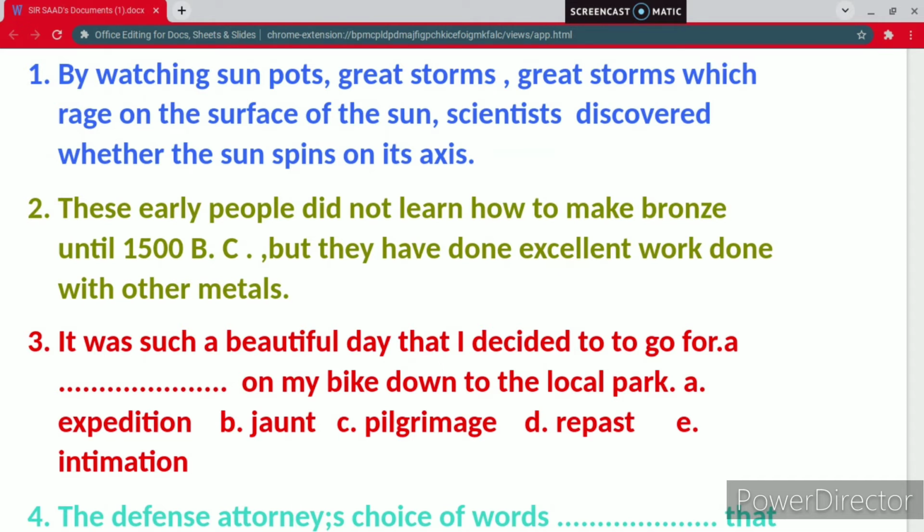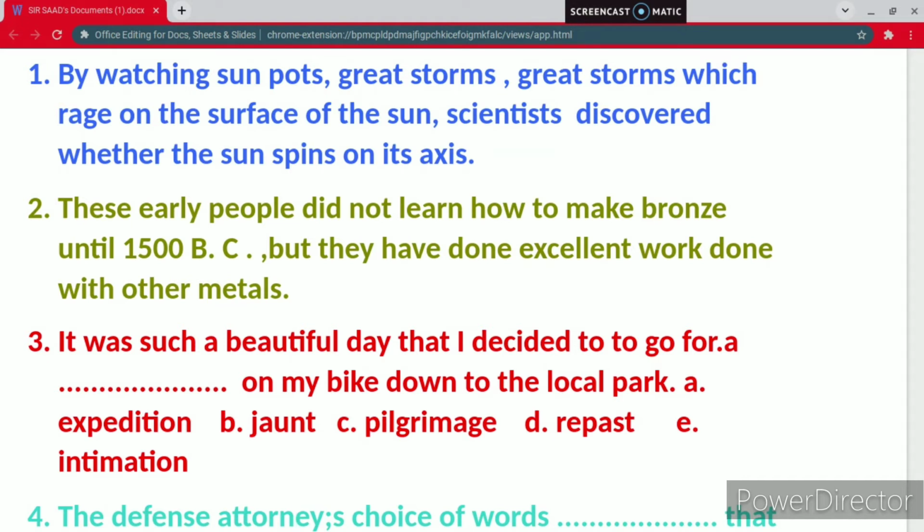Then sentence number three. In sentence number three, you have: it was such a beautiful day that I decided to go for a blank on my bike down to the local park.